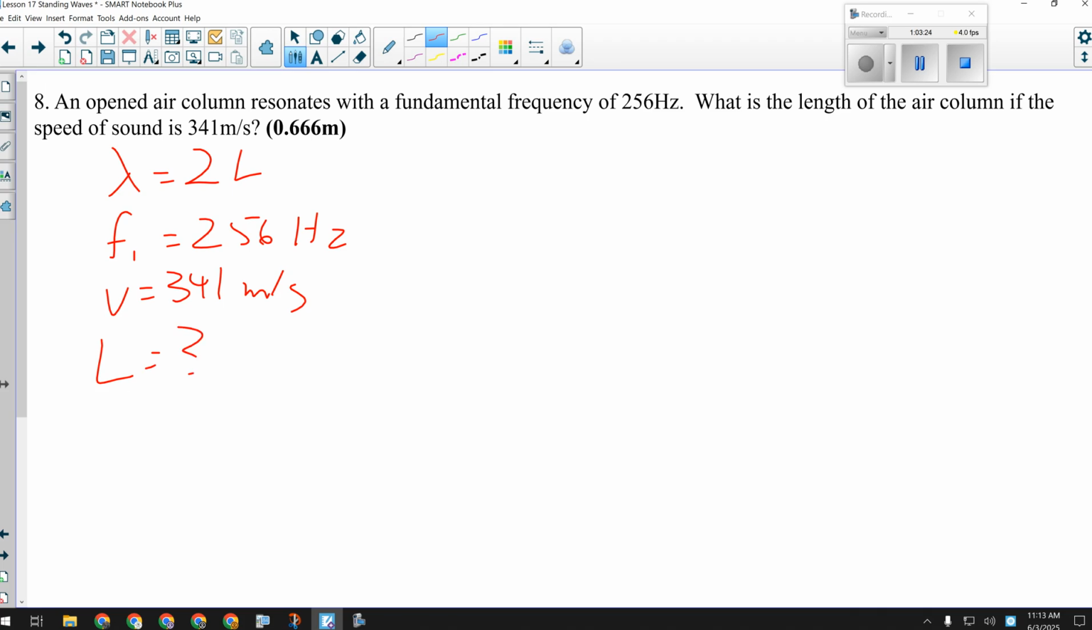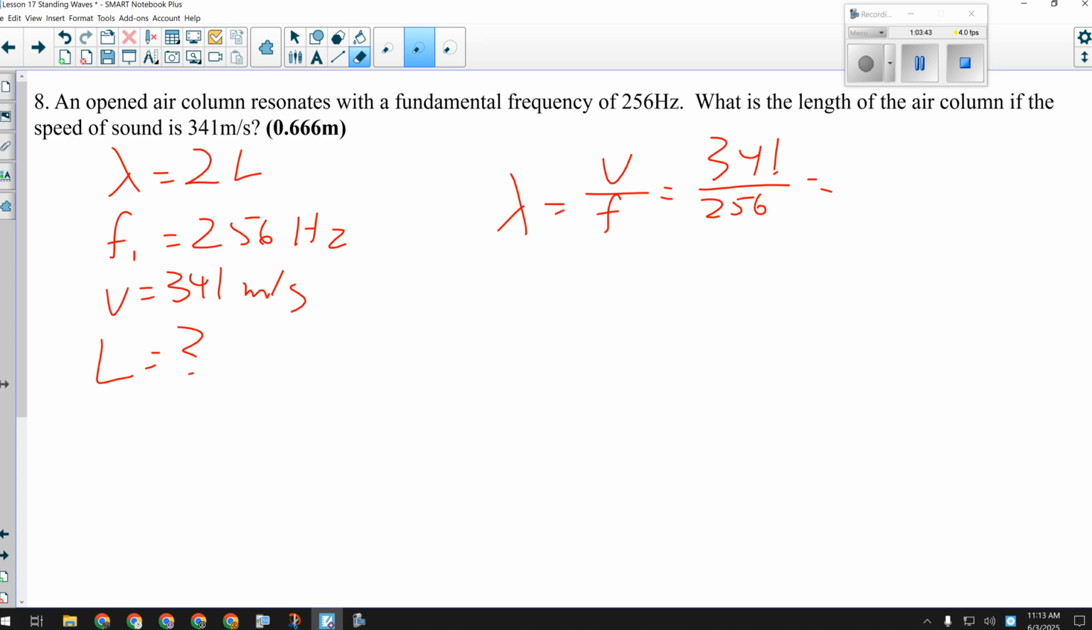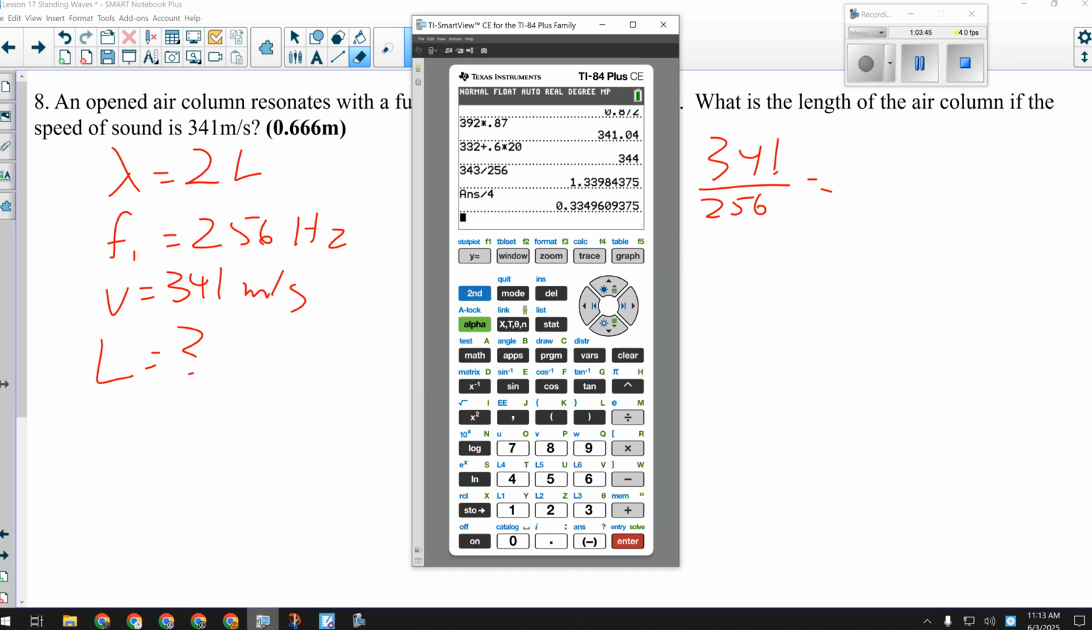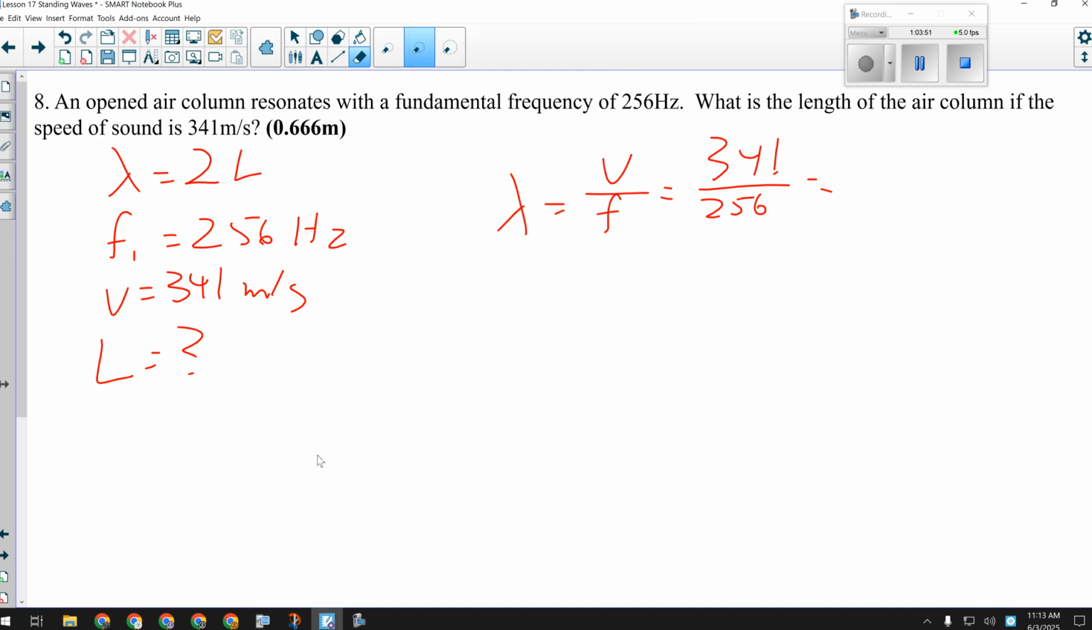It's basically the same method as the last question. I have V and I have F, so lambda equals V over F: 341 divided by 256. So 1.33 meters is our wavelength.